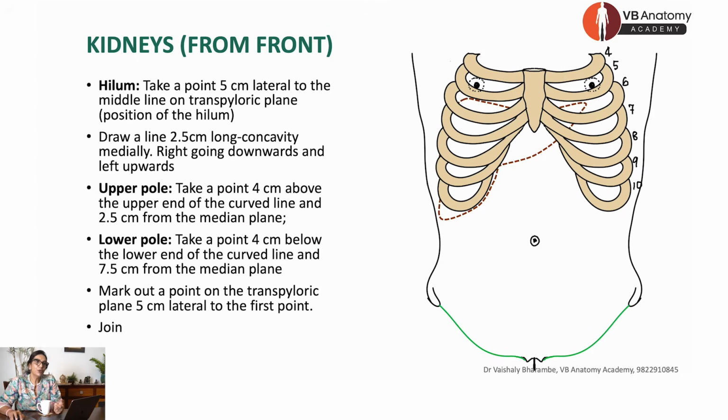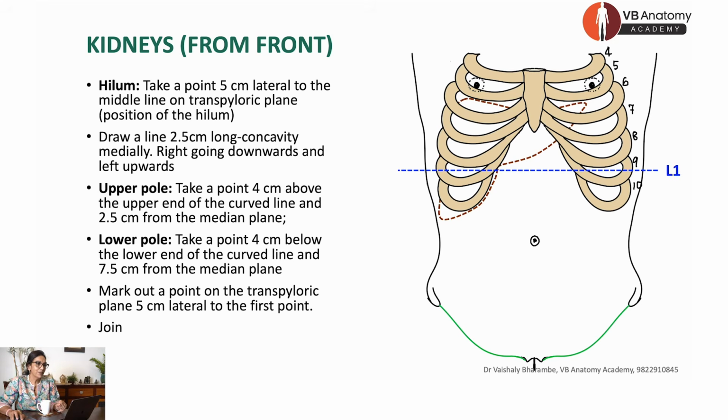So with this, we come to very commonly asked plotting. That's for the kidneys. I'm going to plot kidneys from anteriorly and then turn the body over and show you how to plot the kidneys posteriorly as well. This is all the theory we have. Okay, let's plot it to understand. It's not difficult at all.